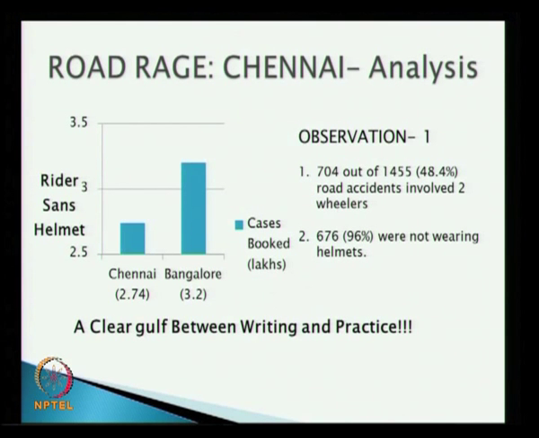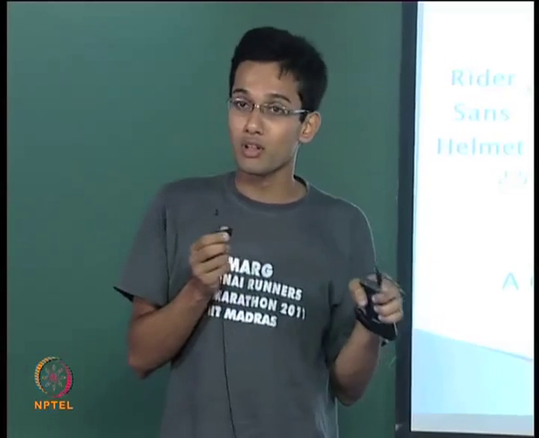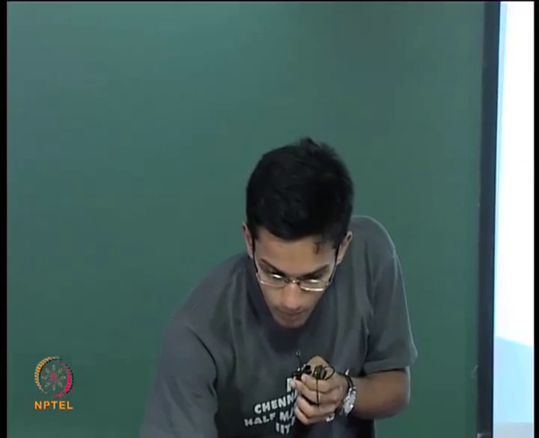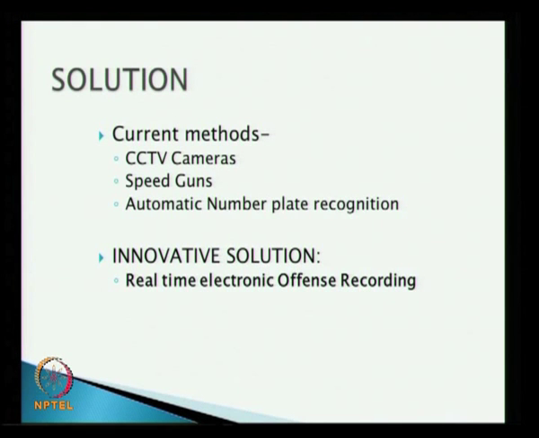And the bigger thing, that Bangalore, which has about half the road accidents, had more cases booked for riders not wearing helmets as compared to Chennai. There is a clear gulf between writing and practice. A solution to this can be using a real-time electronic offense recording system in conjunction with the presently existing technologies such as CCTV cameras, speed guns, etc.